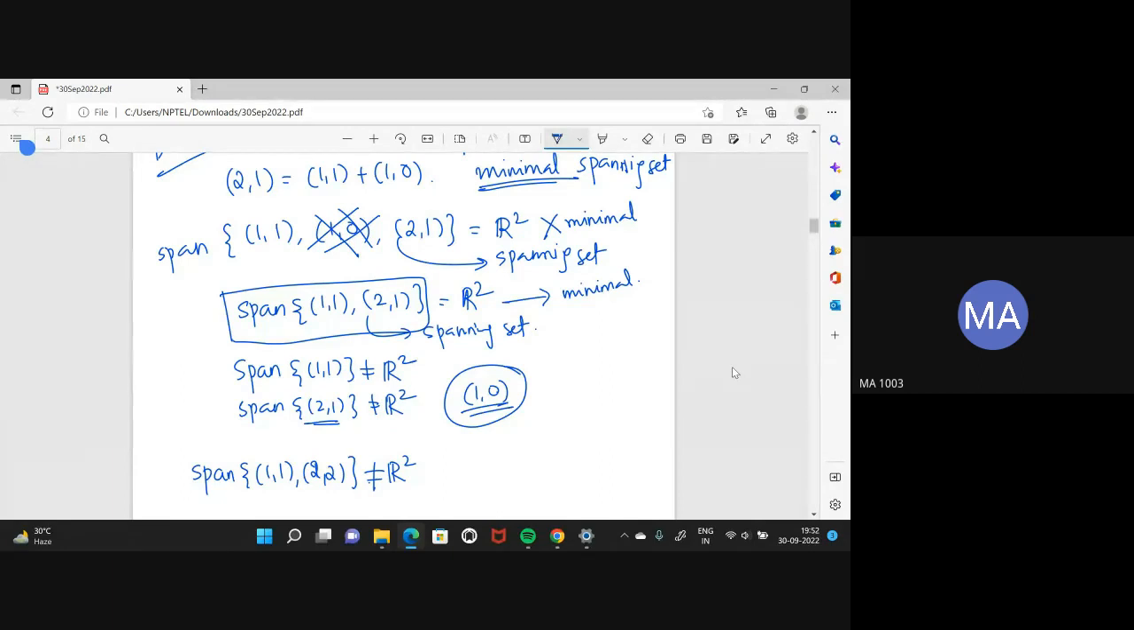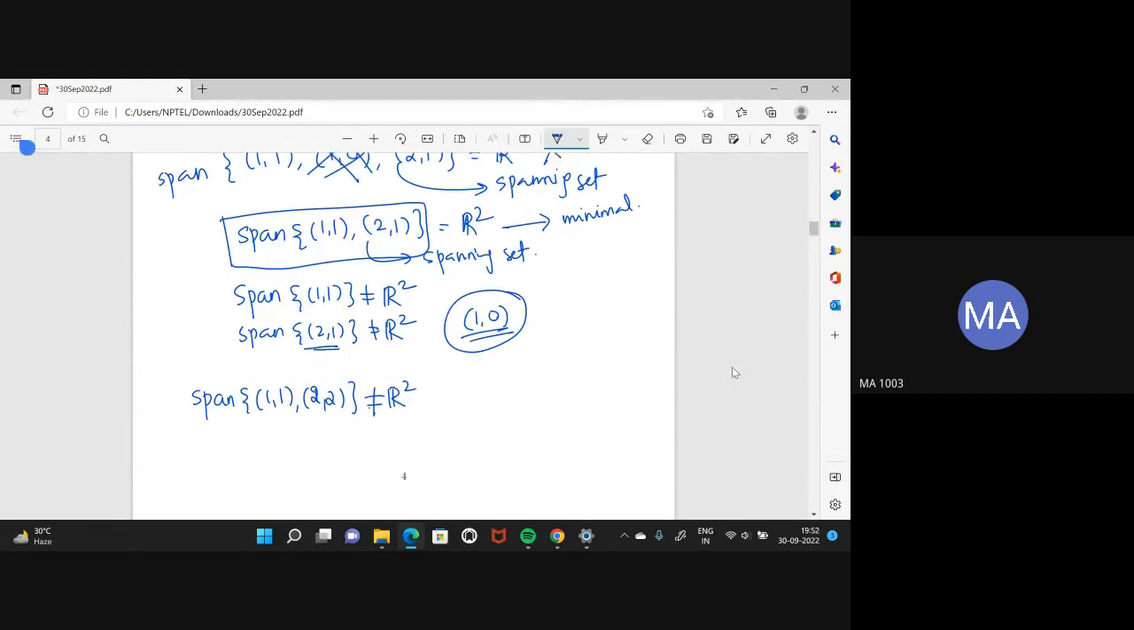If it is a spanning set and if it is linearly independent, it is a basis, right? And for R2, we need only 2 elements. Why do we need only 2 elements? Because can a set containing more than 2 elements be linearly independent in R2? No. That's why a basis of R2 cannot have 3 elements.